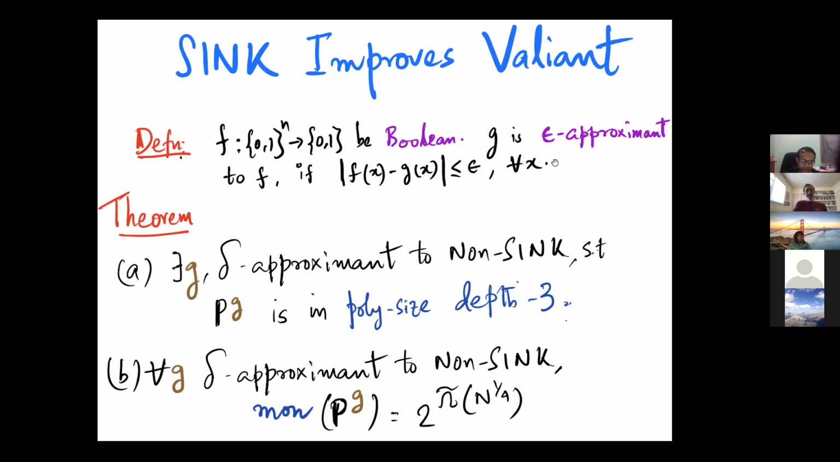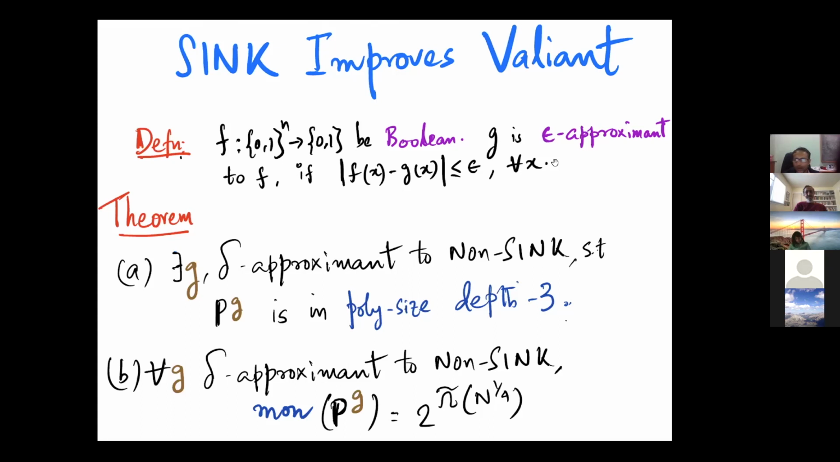And then our main theorem is the following. There exists some g which is not a Boolean function, but it's a very good approximant to the negation of sink, such that the polynomial p_g, remember, given any such function g, I was able to extract a polynomial p_g, will turn out to have polysize depth 3 arithmetic formulas. However, for every g that is a delta approximant to non-sink, the monotone complexity of p_g will be exponentially large. And if you put these two things together, whatever we wanted immediately follows.